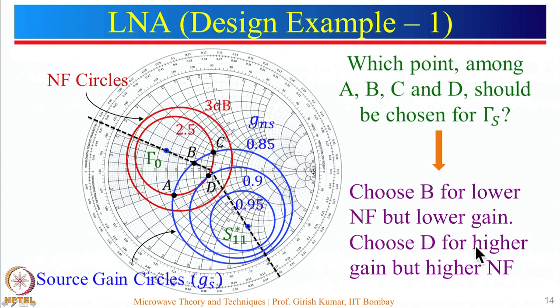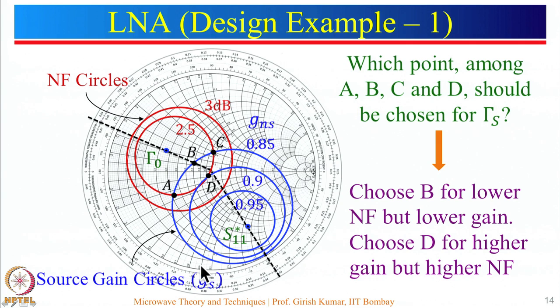So, now we will take two different examples. Here is design example 1. You can see this is similar to what I had shown for the noise figure example. This is gamma 0, and this is the noise figure circle for 3 dB, this is the noise figure circle for 2.5 dB. I just want to mention this 2.5 dB noise circle is just a representation. I am not saying that this is the exact 2.5 dB noise figure circle.